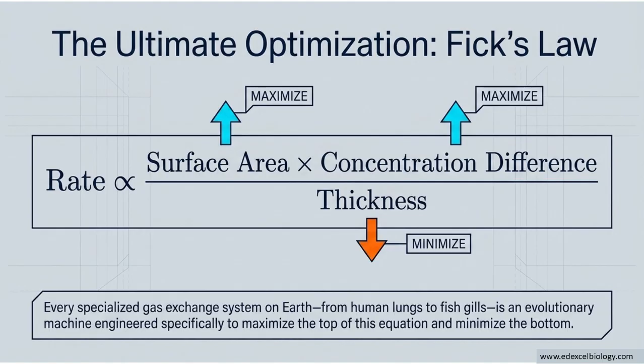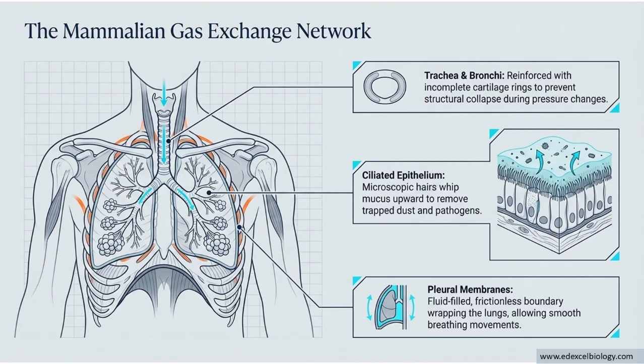The trachea branches into bronchi, then bronchioles, and they terminate in millions of microscopic air sacs called alveoli. The surface area math here is just staggering to me. If you were to unfold all the alveoli in a typical human lung and lay them out flat, they would cover roughly 40 to 75 square meters. It is an immense amount of space.